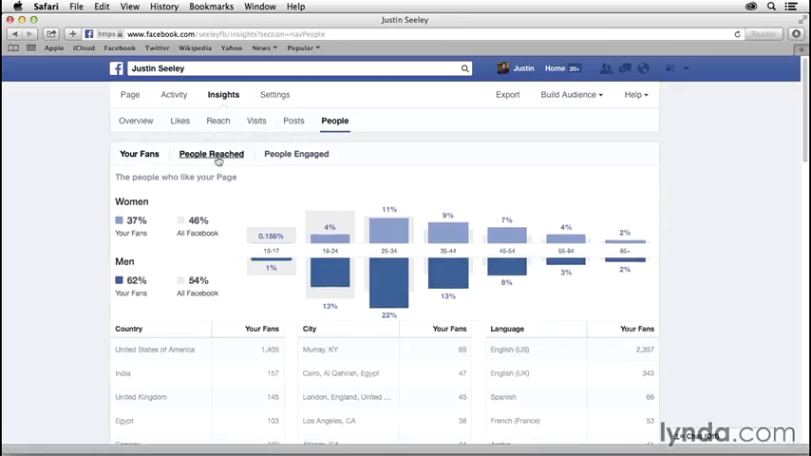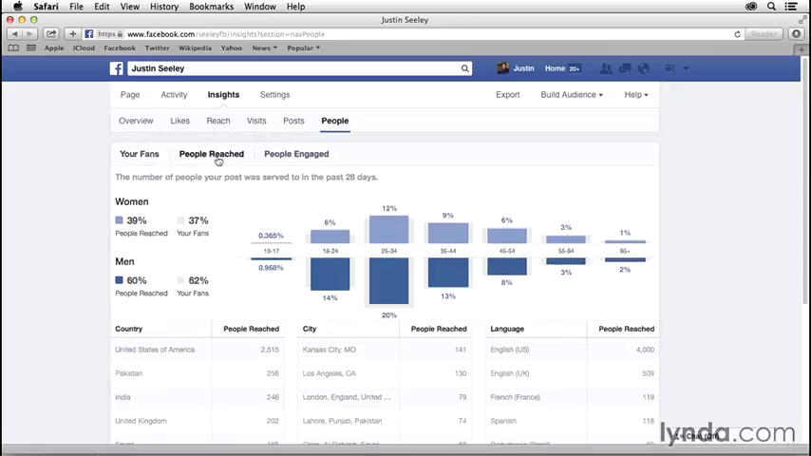You can also go up here to the top and see people reached. So you can see here, of the people that you reached, that means the number of people your post was served to in the last 28 days. So 39% of that was women, 60% of that was male. So I'm reaching a little bit more women than I was before, which is nice.